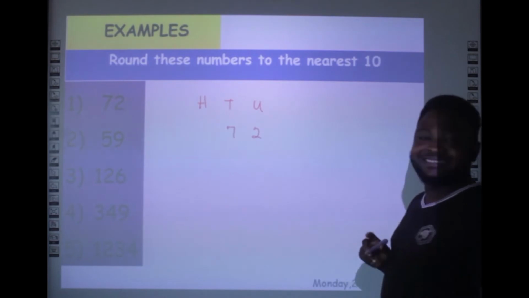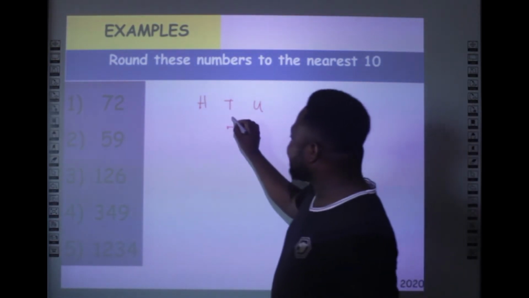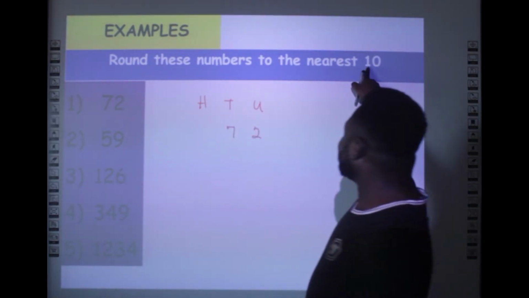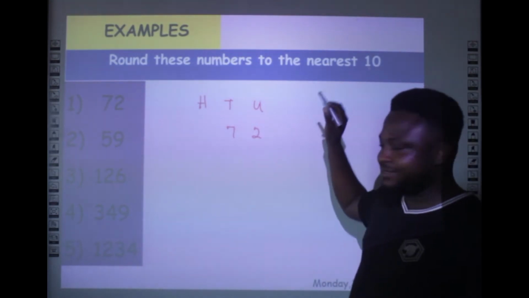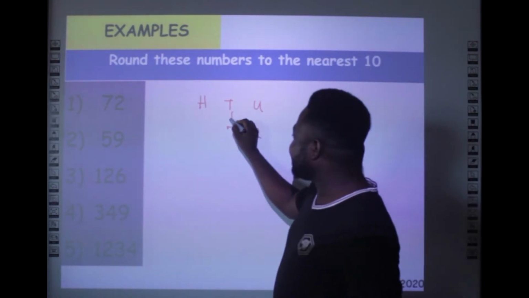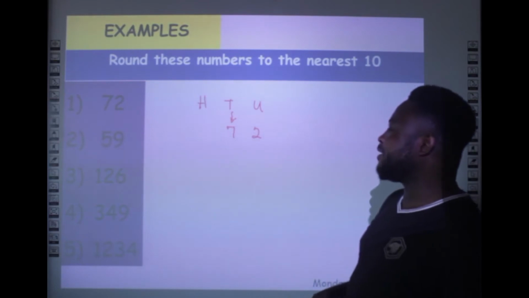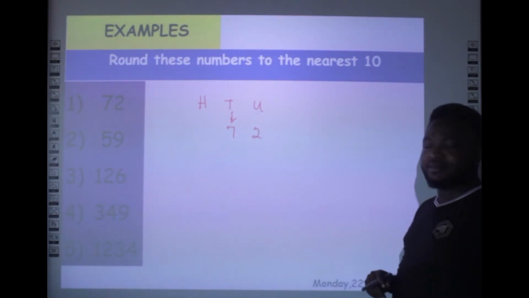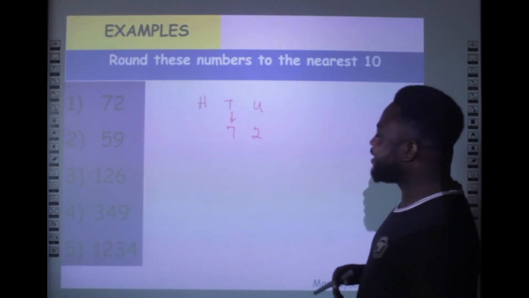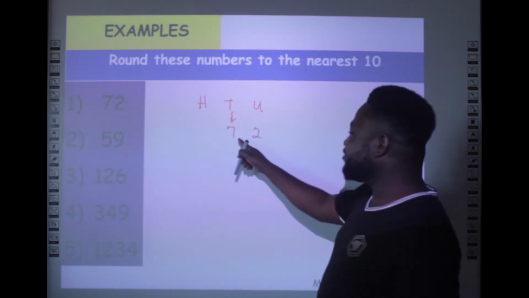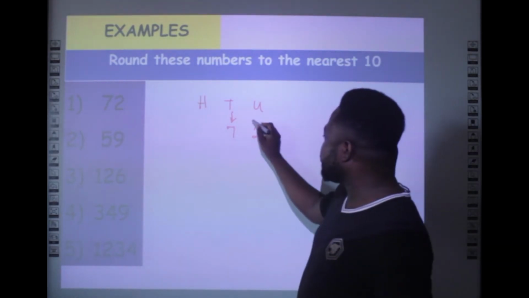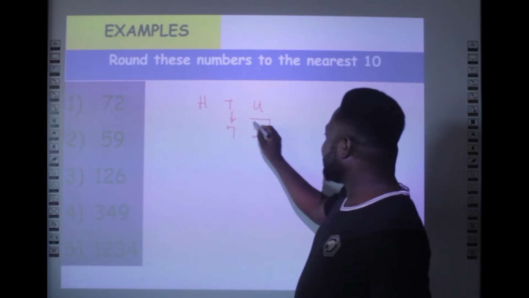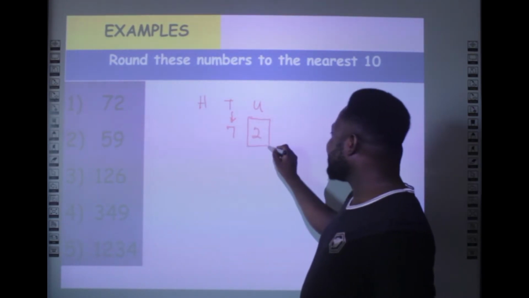Now, what is the target digit? The target digit is definitely 7. Why? Because we have to round to the nearest 10. So this is the target digit. That is part of the first step. Now, look at the digit to the right of the target digit. The digit to the right of the target digit is 2. Take note of this.